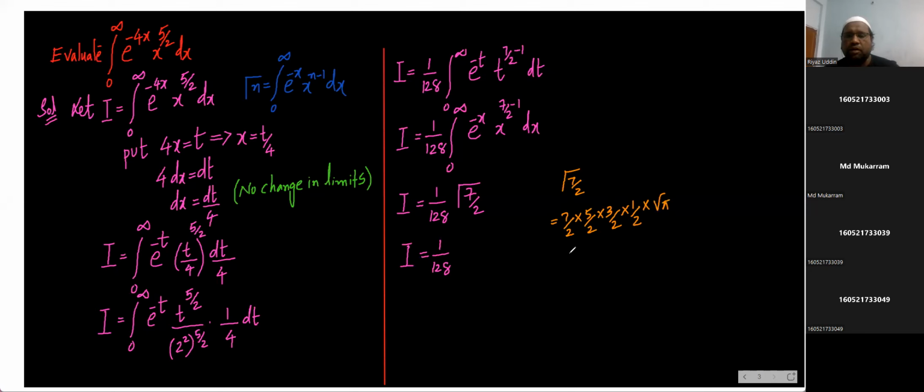Suppose you want the value of gamma of 9 by 2, then what will be the answer? 9 by 2 into 7 by 2 into 5 by 2 into 3 by 2 into 1 by 2 into root pi, like that. You can find the value of 11 by 2 or anything using this logic. So then if you multiply, this is 7 by 2 into 5 by 2 into 3 by 2 into 1 by 2 into root pi.